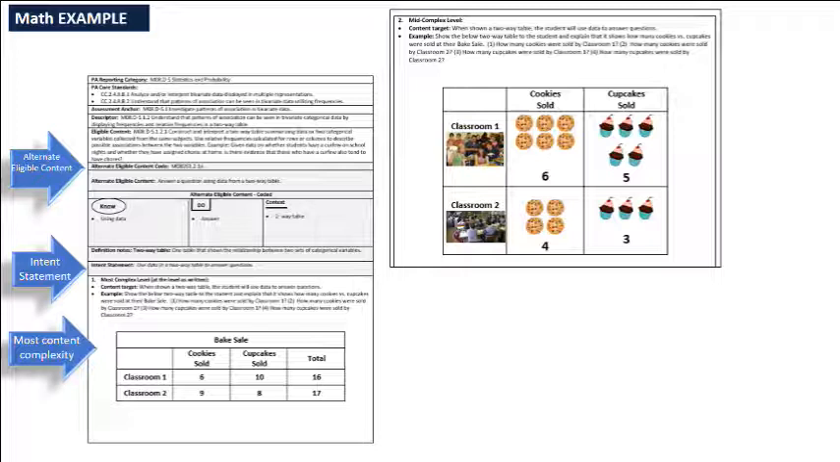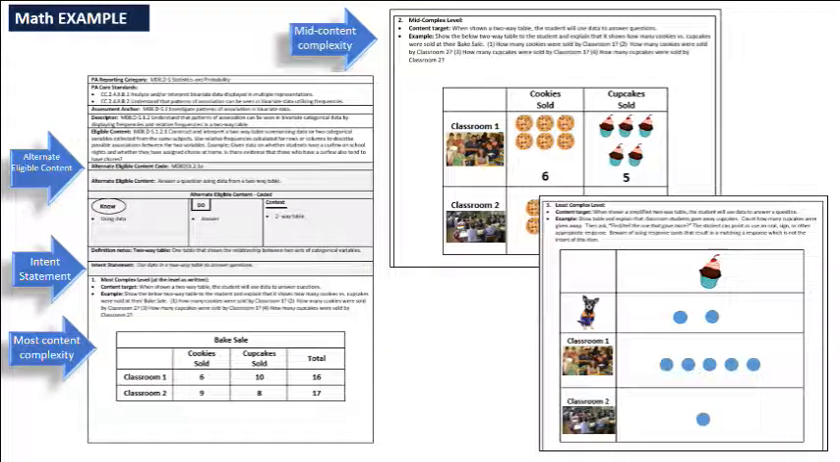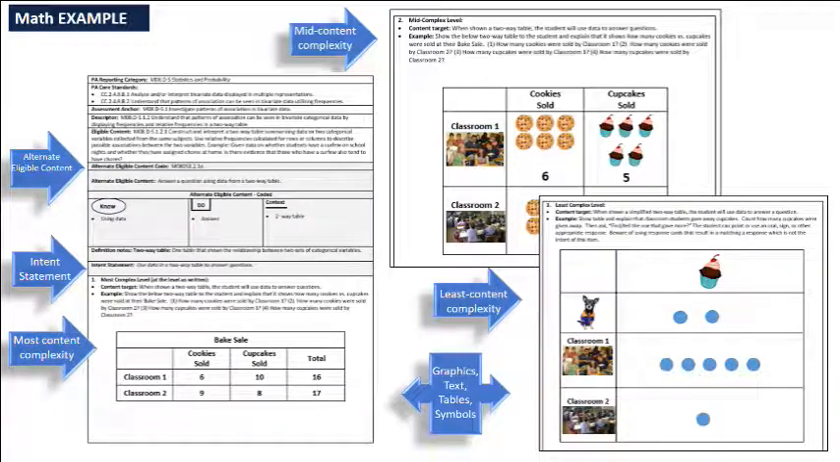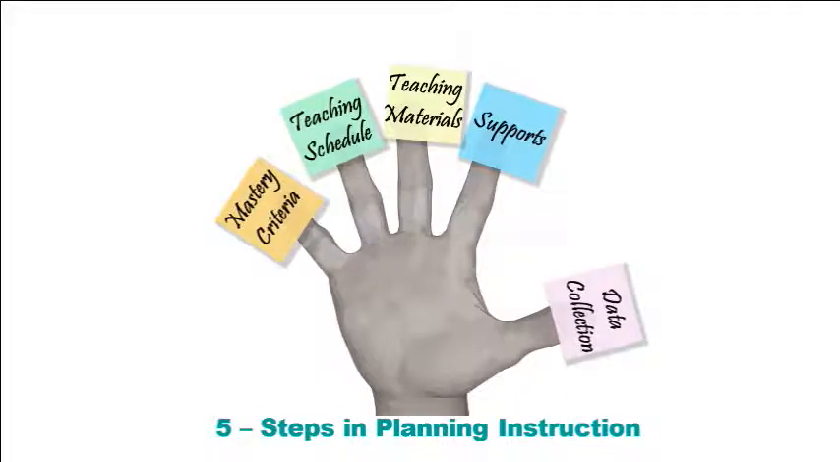We have the 3 buckets, most complex, mid-complex, and then with graphics, it often takes up a little more space. Should have a page that has the least complex. And of course, graphics, text, tables, symbols to help support this piece of content. Again, one example, one sample.